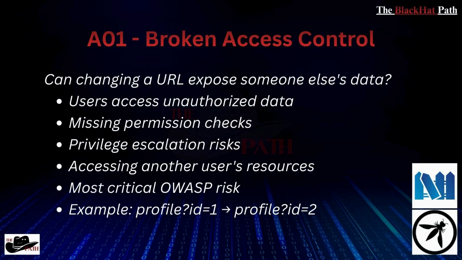Broken access control can also lead to privilege escalation. Imagine a normal user suddenly gaining administrative privileges because the application didn't properly restrict access. That's why OWASP considers it the most critical web application security risk. The key lesson here is simple. Never trust the user. Every request must be verified on the server before access is granted.